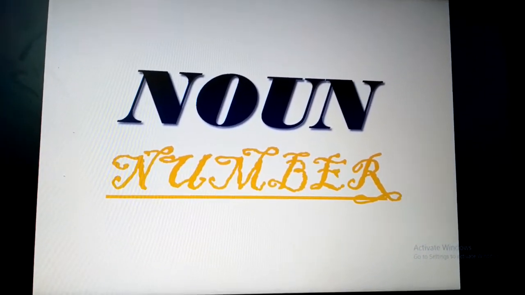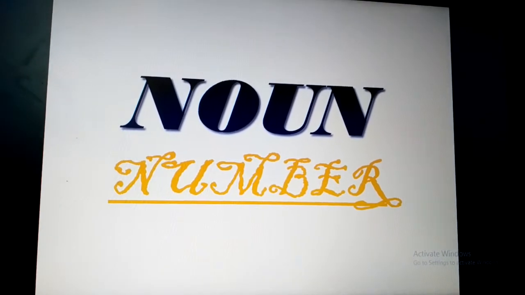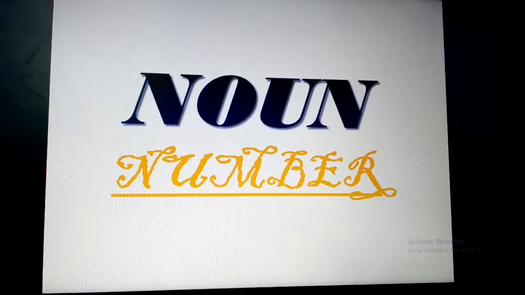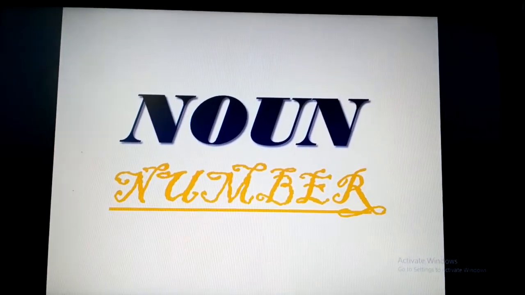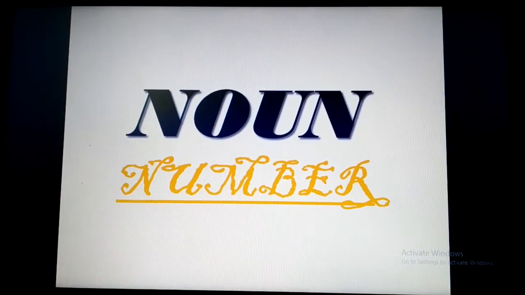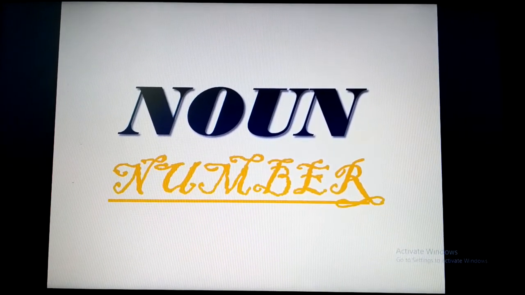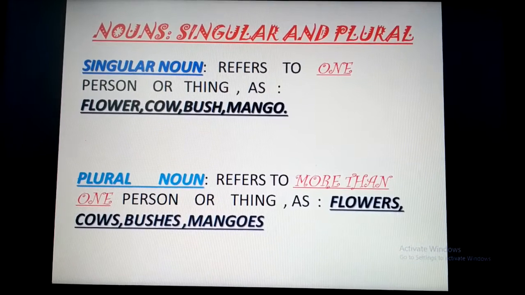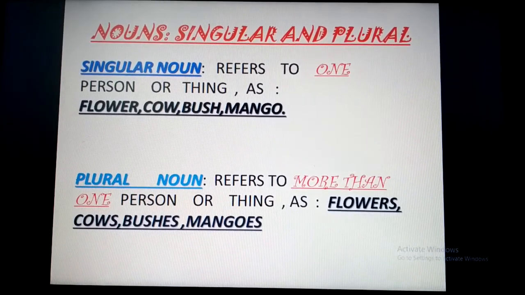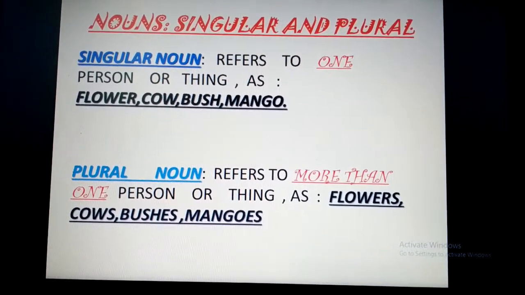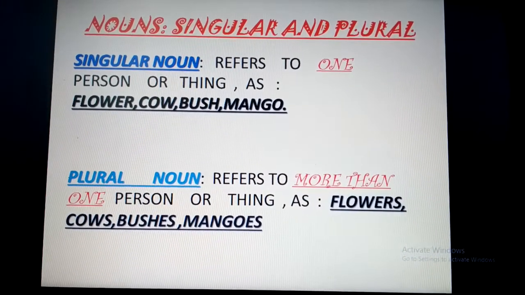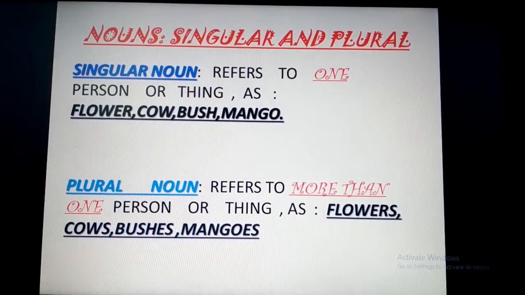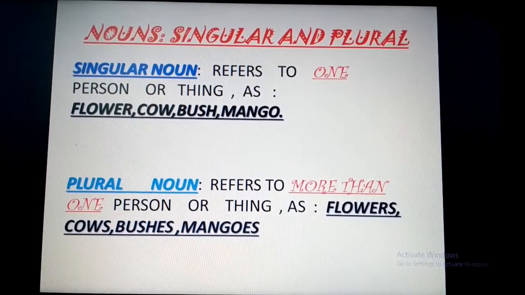Everyone, today's lesson is about noun number. As you know, a noun is a naming word, and every naming word, particularly a common noun, can be represented as a singular or a plural one. So the nouns, the naming words, which refer to one person or thing, are called singular nouns, and the nouns which refer to more than one person or thing are called plural nouns.